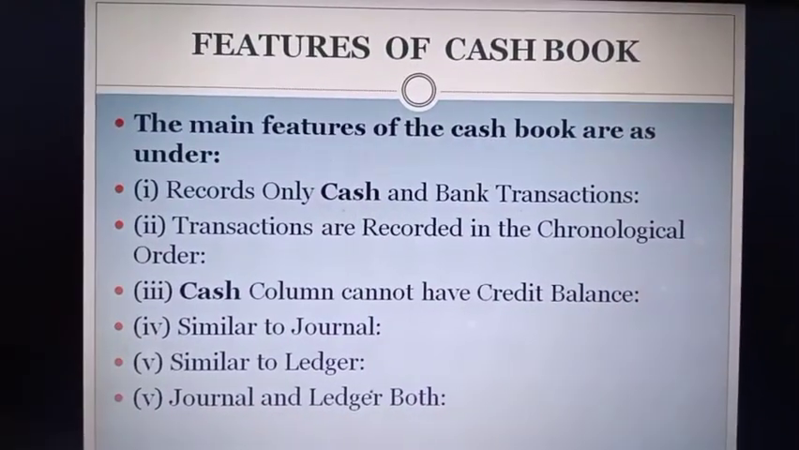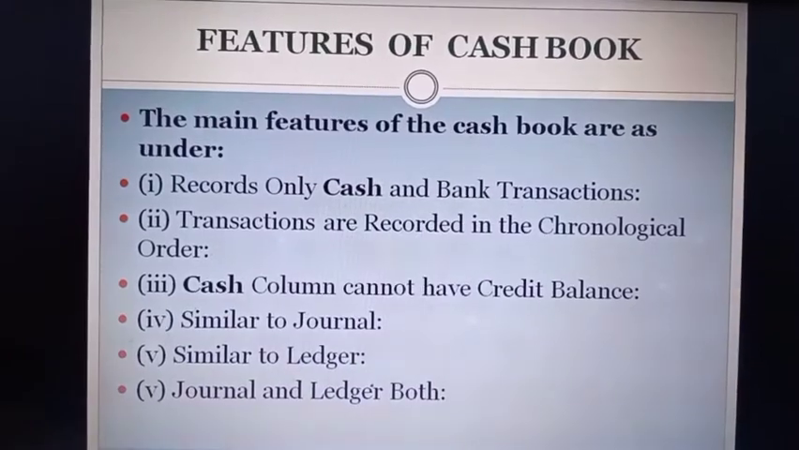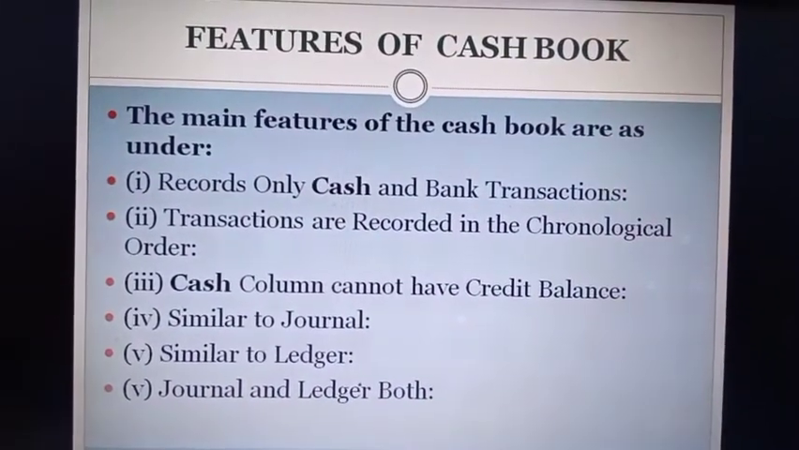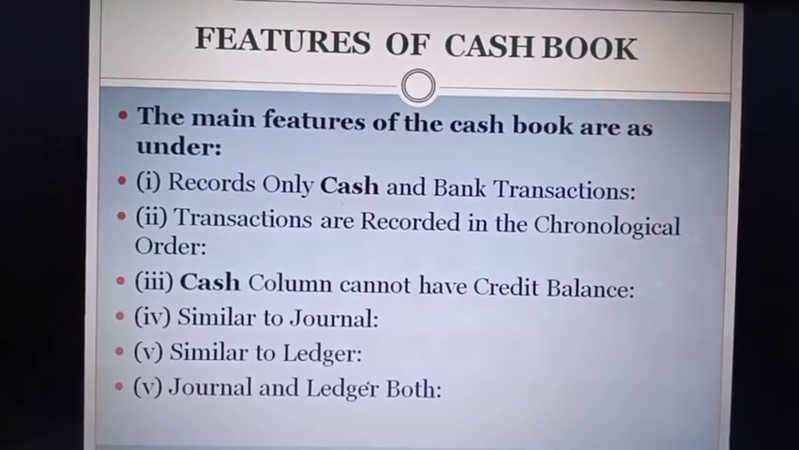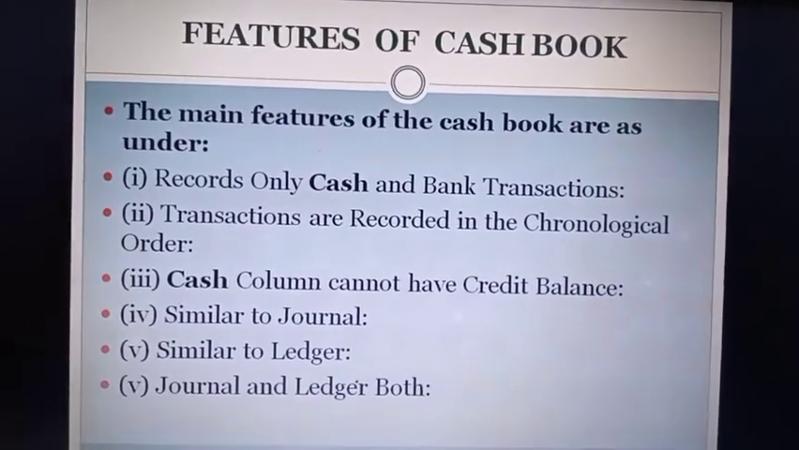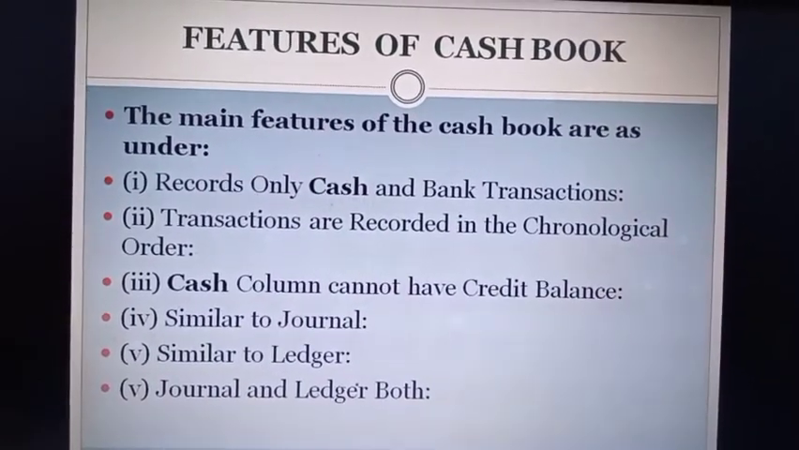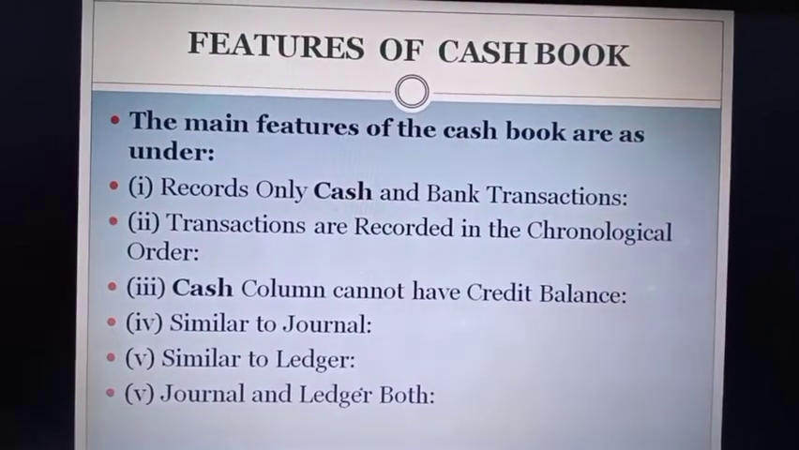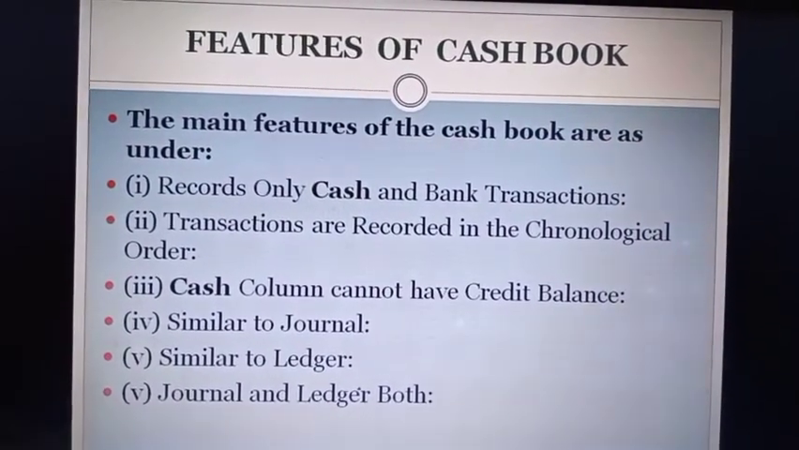So now here we have the features of cash book. First one is that it records only cash and bank transactions. As I told you earlier also, cash book will only record cash transactions, no credit transactions. Number two is that transactions are recorded in chronological order. Chronological order means date wise. We are recording the transactions date wise as and when they occur.